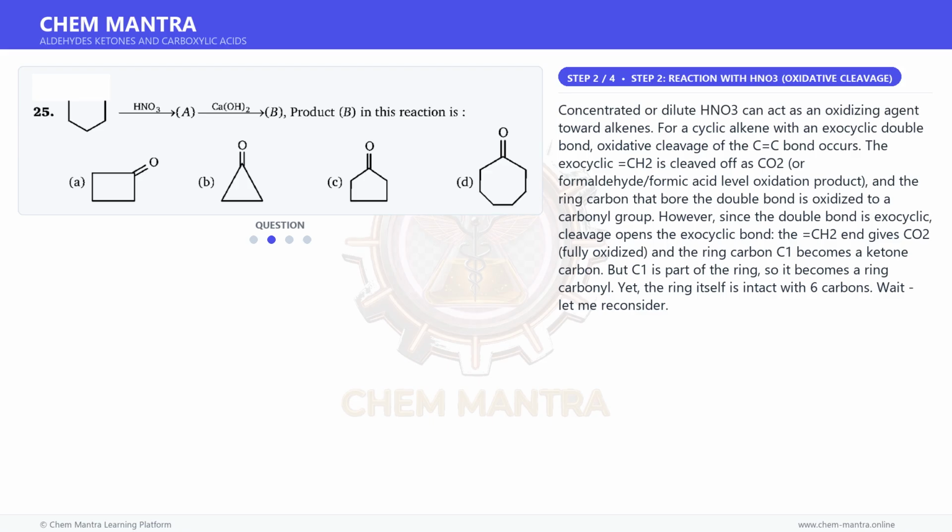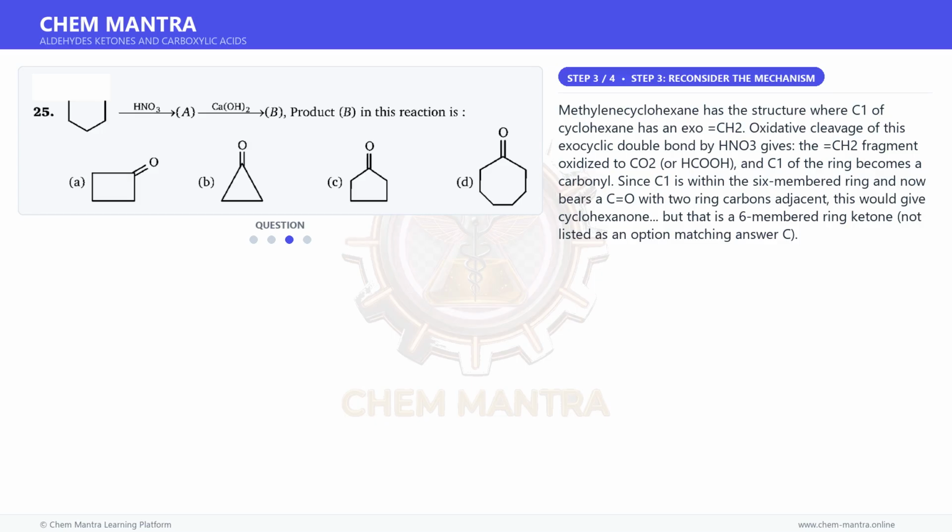However, since the double bond is exocyclic, cleavage opens the exocyclic bond, the =CH2 gives CO2, fully oxidized, and the ring carbon C1 becomes a ketone carbon. But C1 is part of the ring, so it becomes a ring carbonyl. Yet the ring itself is intact with 6 carbons. Wait, let me reconsider. Moving on to the next step.